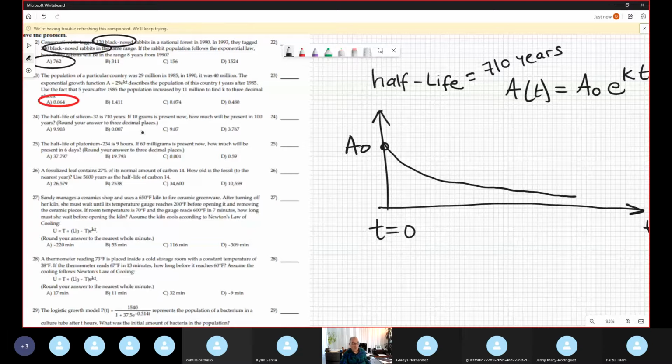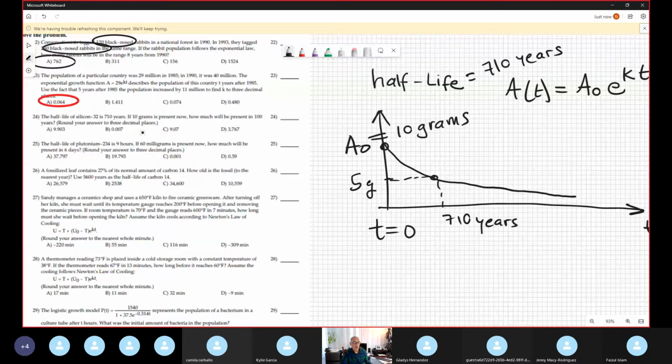Okay, now I have at the beginning 10 grams. The A null is 10 grams. But half-life means that half of this, that is 5 grams, occurs at the duration of 710 years. Do you understand this idea? This is too slow. It's seven centuries and 10 years. So this is a radioactive isotope and the disintegration is too slow.